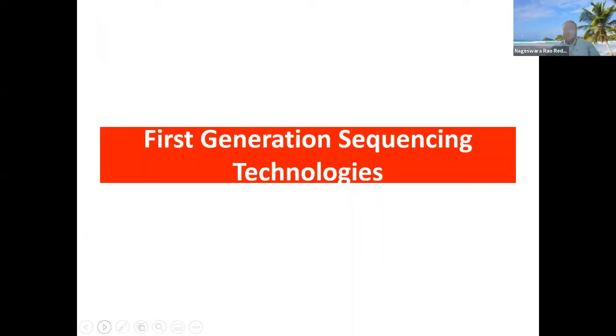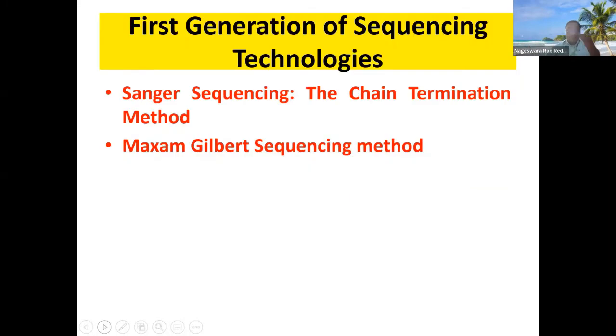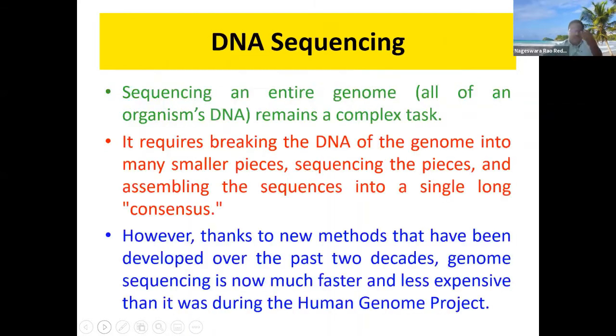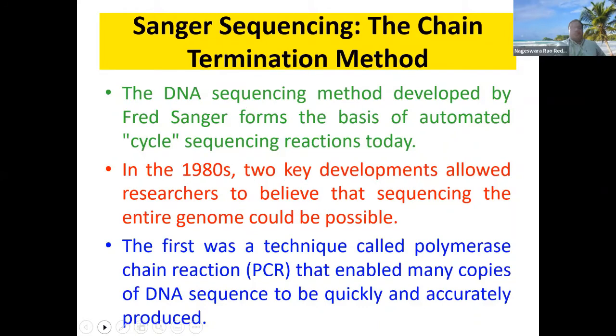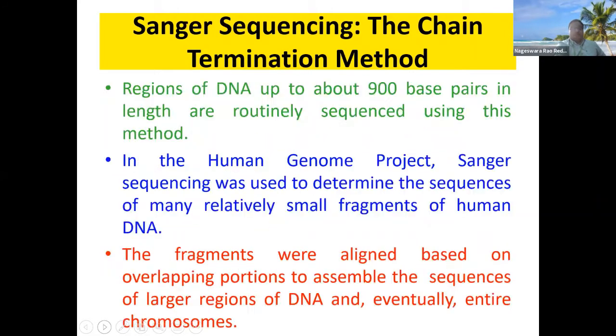Okay, so we know that the first generation sequencing technologies are there, and what are they? They're nothing but Sanger sequencing, or the chain termination method, or Maxam-Gilbert sequencing method. So these are the two. I think we have learned a lot about Sanger sequencing. So we have seen all this in Sanger's method.